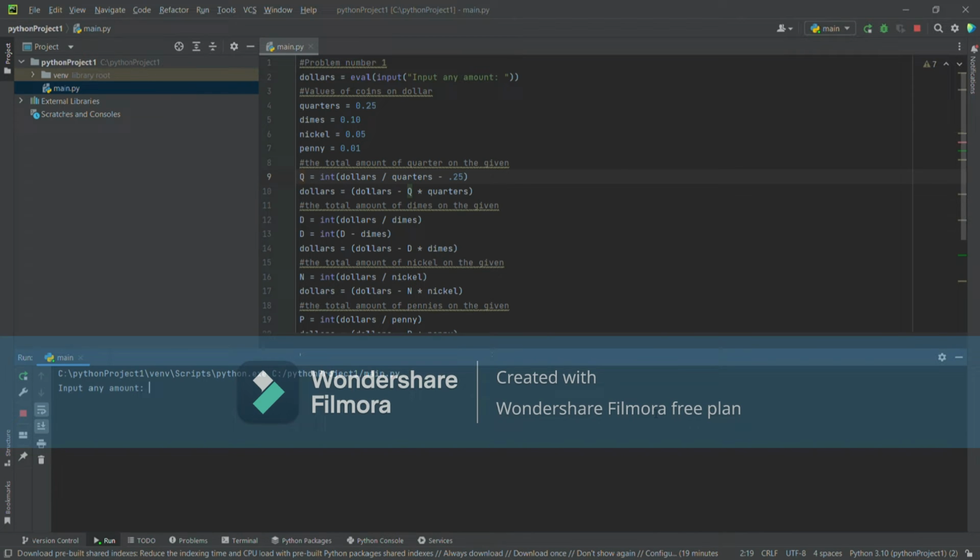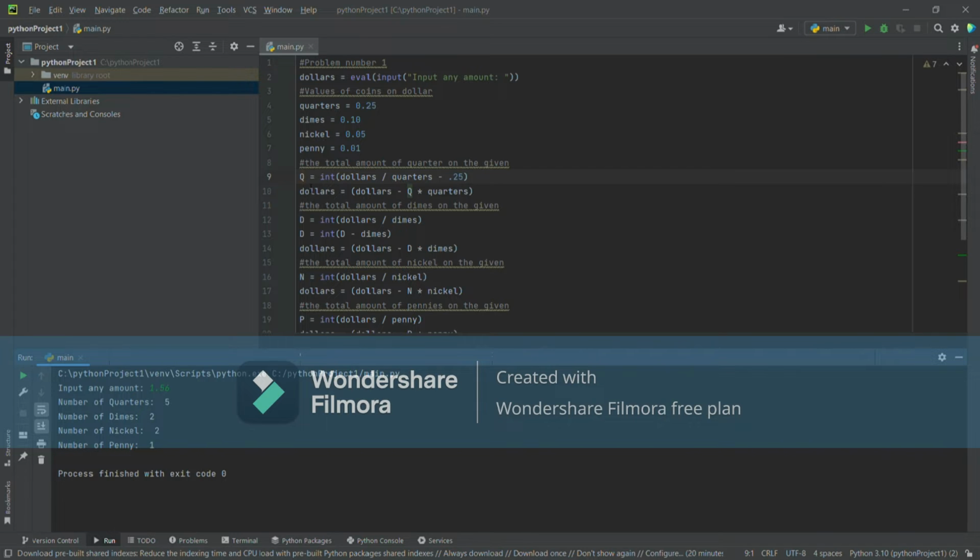So, on problem number 1, what is the smallest number of coins that can represent $1.56 using quarters, dimes, nickels, and pennies if all coins must be represented? So, on the question, the given amount is $1.56. By using my program, the result will be number of quarters is 5, number of dimes is 2, number of nickel is 2, and number of penny is 1.